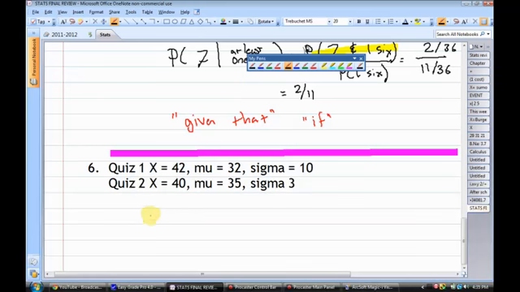These are normal distributions, and just to make sure you don't make the same mistake you did on chapter 7, make sure you see the words normal distribution before you do anything. Normal means z-score. If it doesn't say normal.